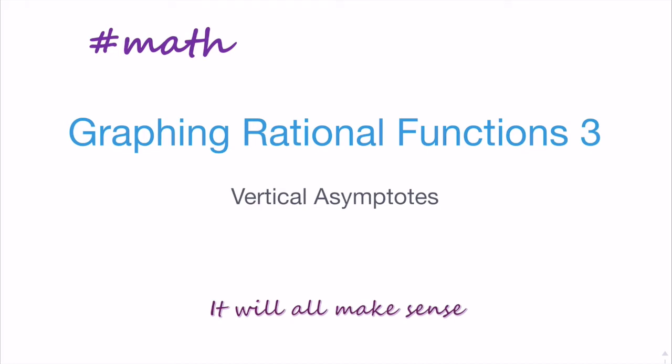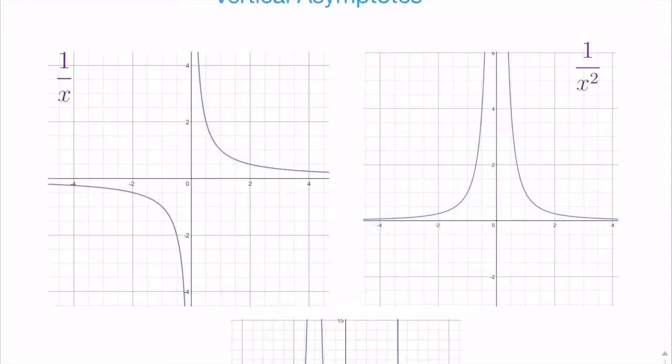We will talk about vertical asymptotes of rational functions. They give us lots of information to obtain the final graph of these functions. Let's start. We first see how a vertical asymptote looks in a graph.